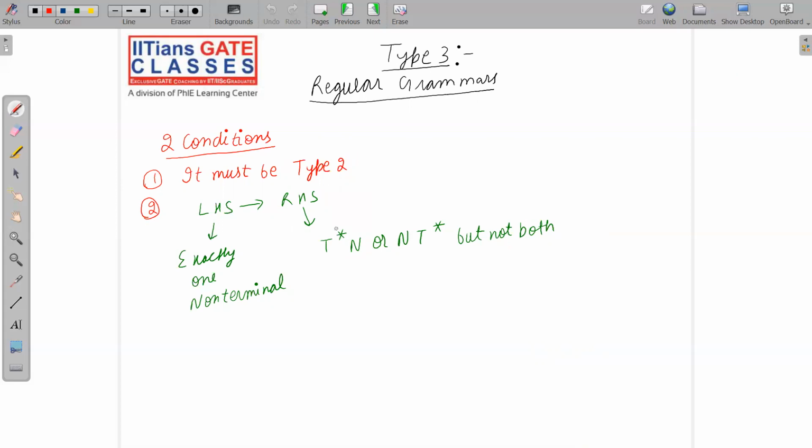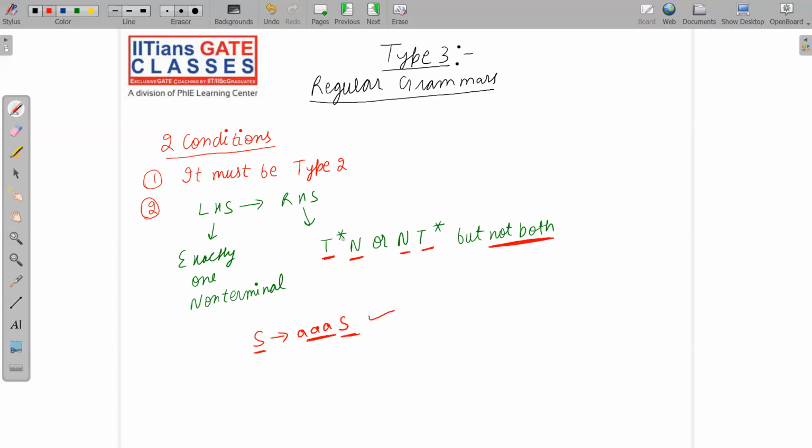So T star N means what? You can have any number of terminals followed by exactly one non-terminal, or exactly one non-terminal followed by any number of terminals, but we cannot have both in the same grammar itself. Let me give you some examples. You will get a proper idea. Let us say S implies aa, aaaS. Is this type 3? Yes, this is type 3. Why? Because the LHS is exactly one non-terminal, and the right hand side is any number of terminals followed by one non-terminal.